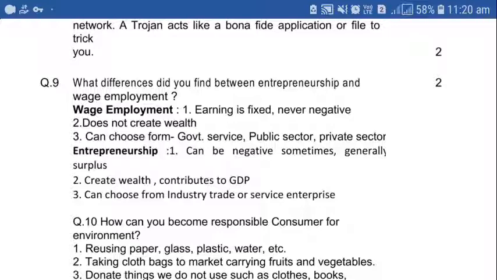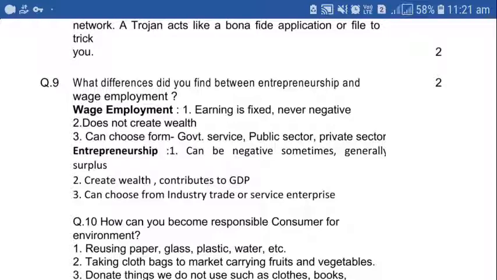They are assigned a particular job, so you have to perform this one and then go back home. So they will never get negative outcomes. Number 3, you can write here, can choose from different types of forms. So wage employment can choose to work either in a government, private, or public sector. So they are free to go anywhere.